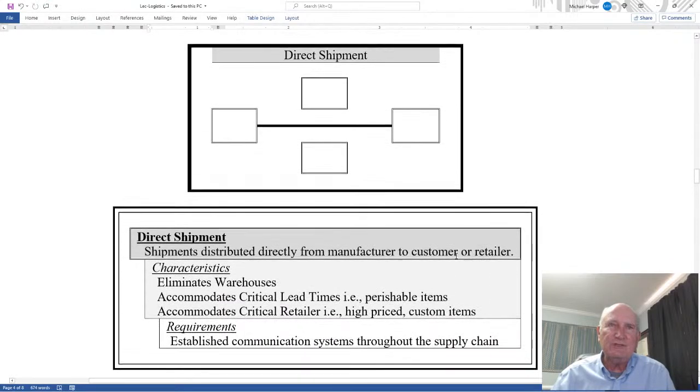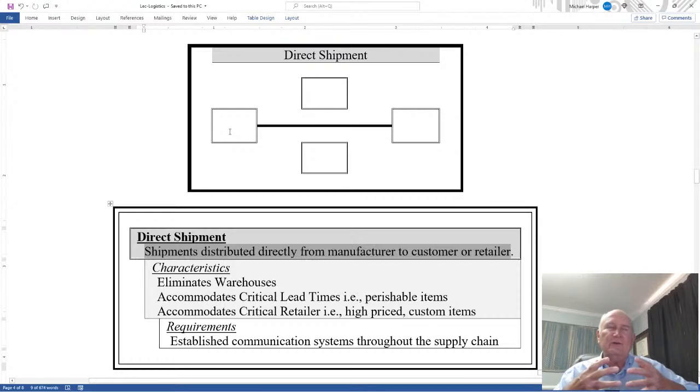First of all, direct shipment. Shipments are distributed directly from the manufacturer to the customer or the retailer. I say manufacturer, but it could be a supplier, the originator of the products, whatever they are, and it goes directly to the actual customer or retailer, the last stage of the supply chain.